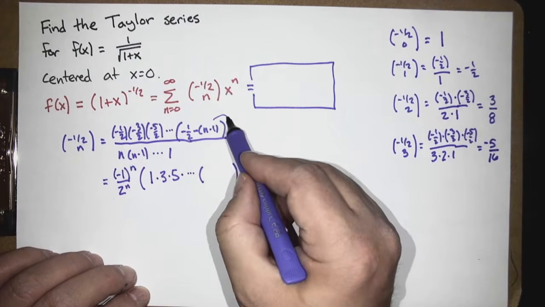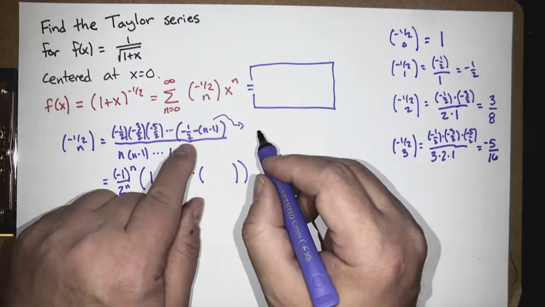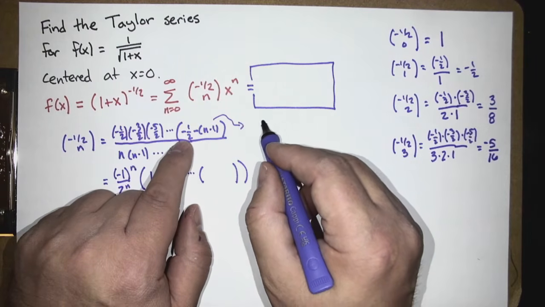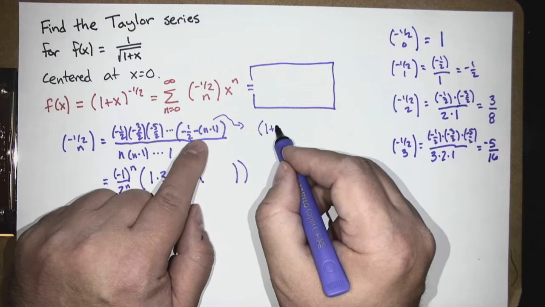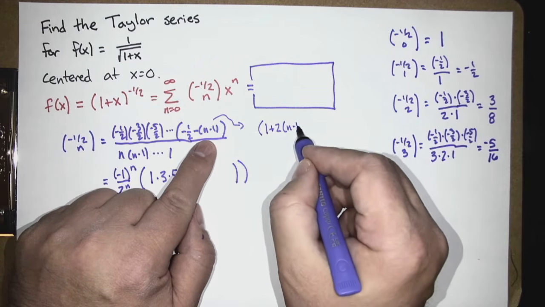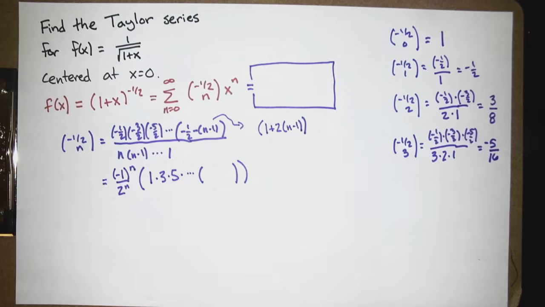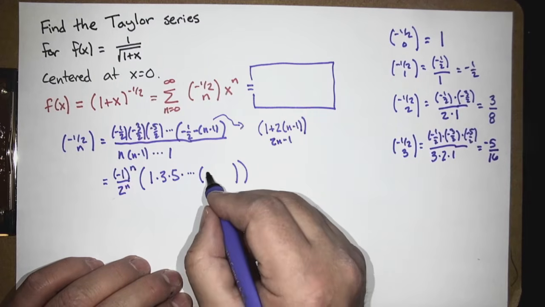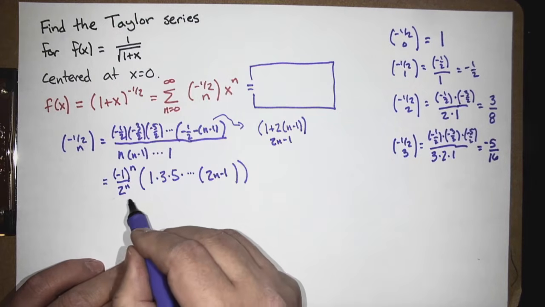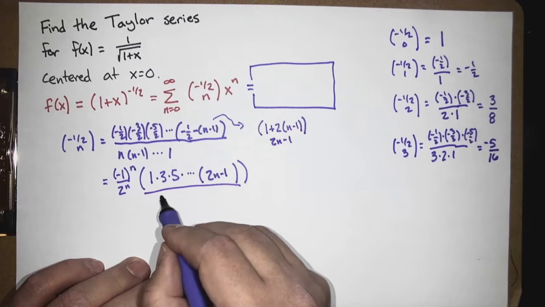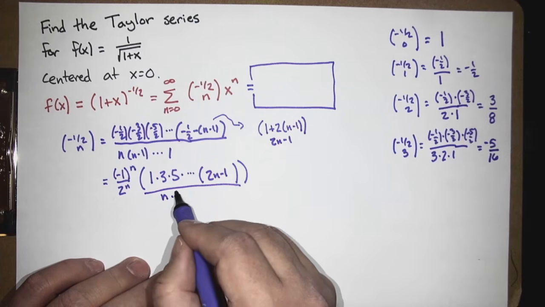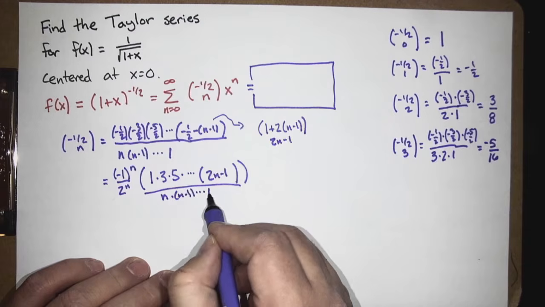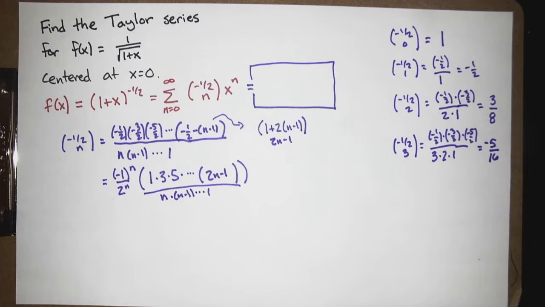So let's be careful with this last term. We factored out negative a half, so that's going to come 1 plus 2 times n minus 1, which is the same as 2n minus 1. So that's the last term. So it's an odd number. Then downstairs we have n times n minus 1 all the way to 1. All right, so that's where we're at.